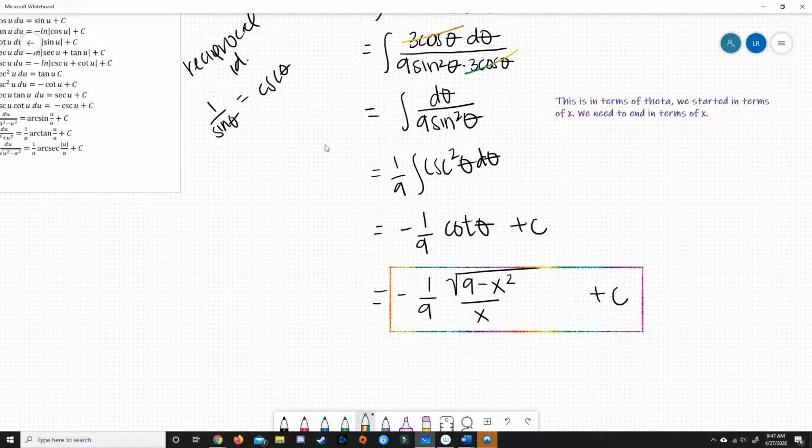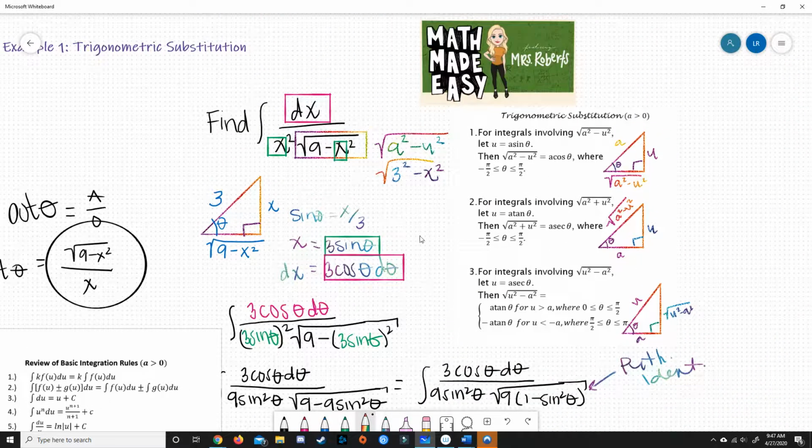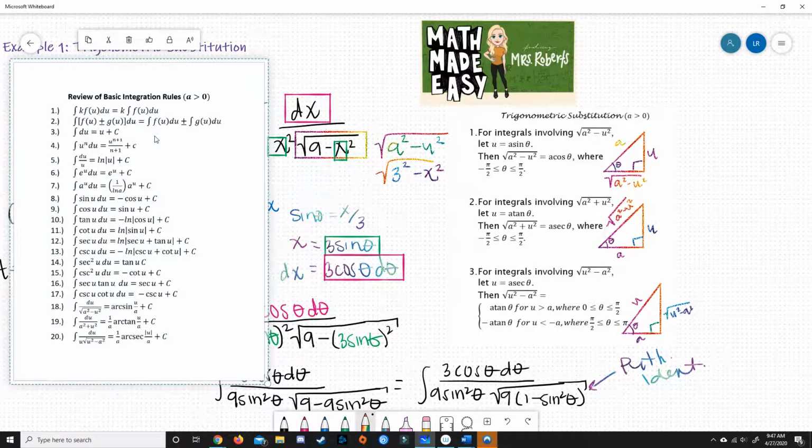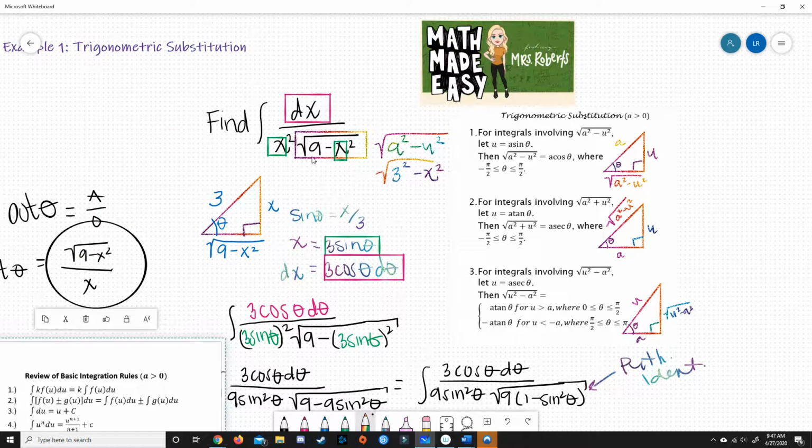Let's do a quick recap here as to what just happened. That was a lot of information. We started our problem with this. We looked at our basic integration rules and nothing seemed to fit. But we recognized that we had a square root of a squared minus u squared, and so we knew that we could use this first rule here. By using that first rule, really we used the triangle. And the triangle allowed us to figure out what our opposite, adjacent, and hypotenuse were. The opposite, adjacent, and hypotenuse allowed us to get things in terms of theta instead of in terms of x.